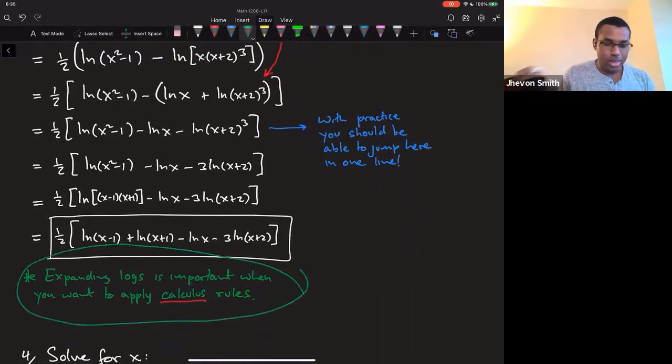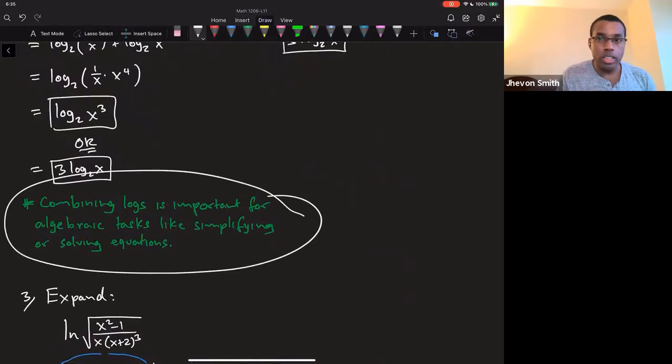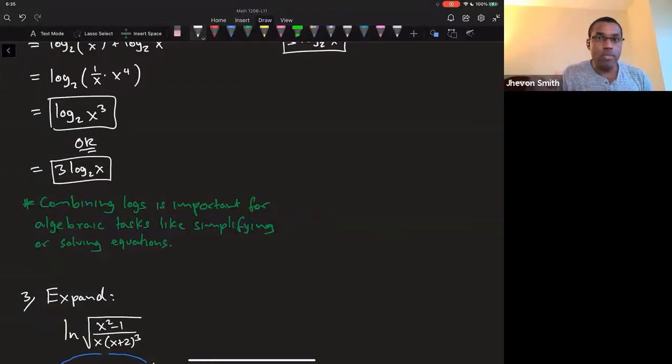Expanding logs is important when you want to apply calculus rules, right? Like I told you way back then. If you're going to do calculus, you want to expand a logarithm before doing calculus. And I also mentioned combining them is easier for doing algebra stuff. So if you want to solve an equation, you combine the logarithms. If you're going to do calculus, you expand the logarithm. You never go into just a single logarithm with something complicated to do calculus. You don't want to do that. You expand the logarithm whenever you want to do calculus with it. Always, every time.